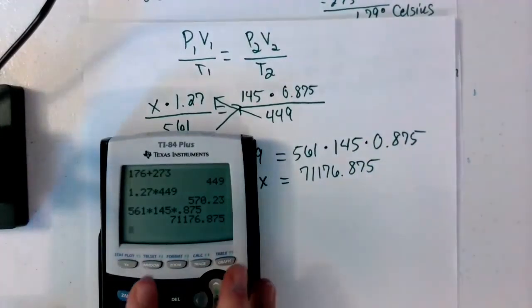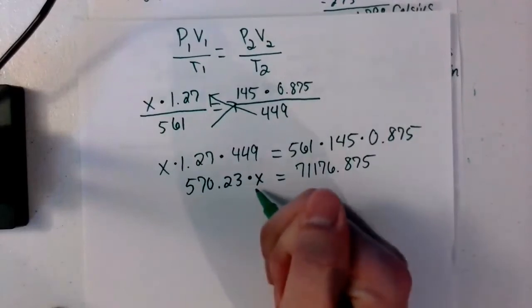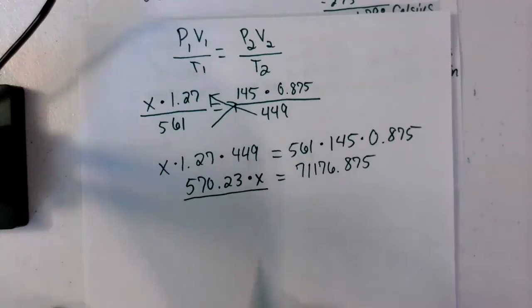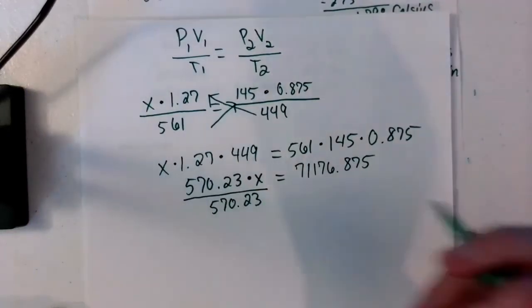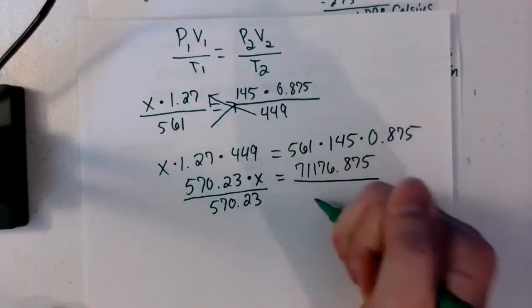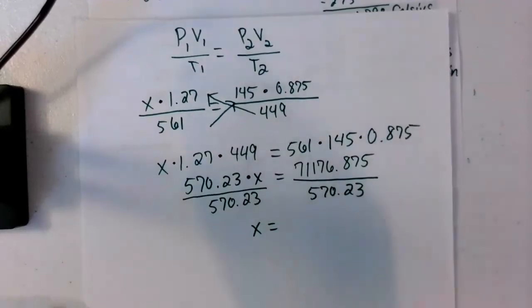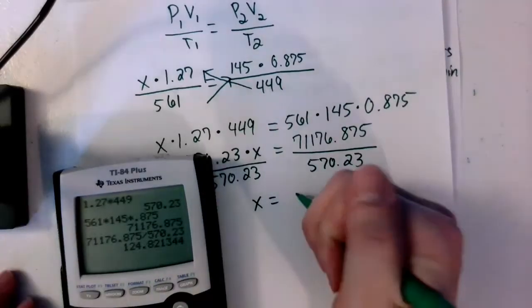On this side we get this gigantic number, 71176.875. Now to solve this, this is multiplication, and we want to get this X by itself. To get the X by itself, we're going to do the opposite of multiplication, which is division. So we're going to divide this side by 570.23. But what we do to one side, we have to do to the other side. So we're going to do this number, 71176.875, divided by 570.23.